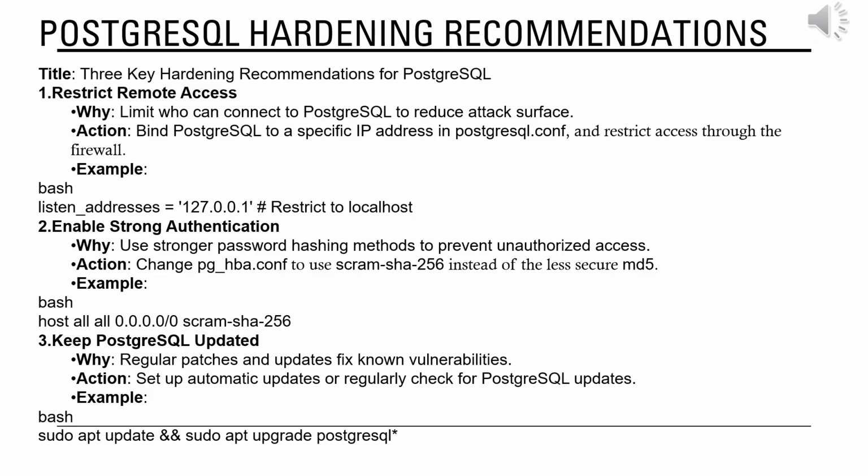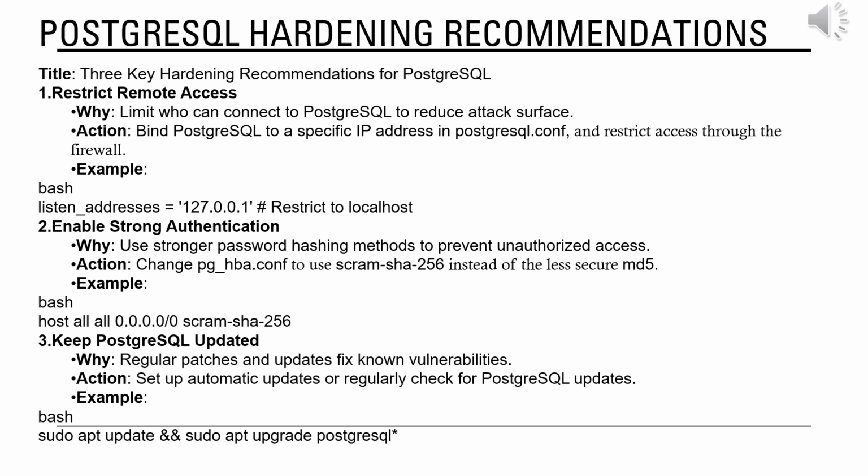Okay, so now we're going to be talking about the PostgreSQL hardening recommendations on this slide and the next one. The first one I'm going to go over is restrict remote access. Why? To limit who can connect to Postgres to reduce attack surface. The action would be to obviously restrict access through the firewall. Example would be this code as you can see on the screen.